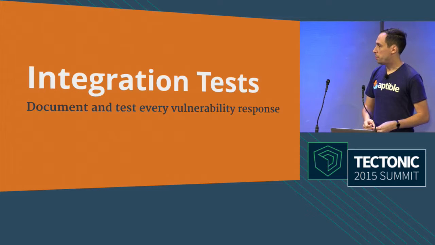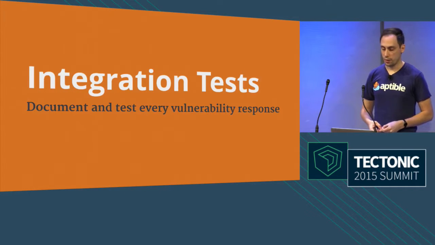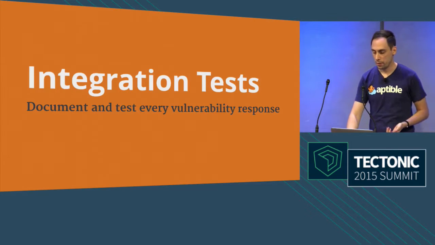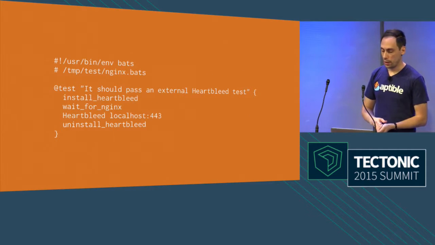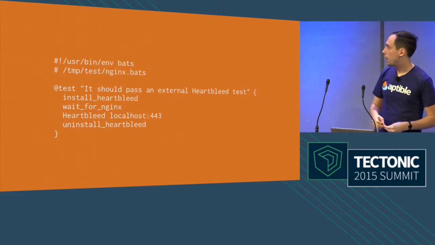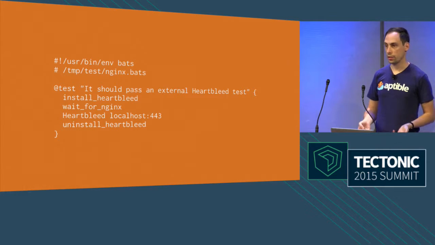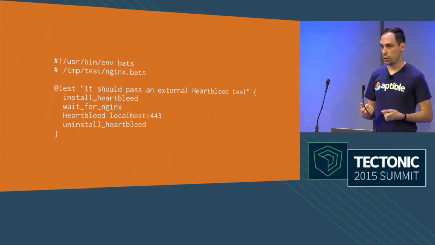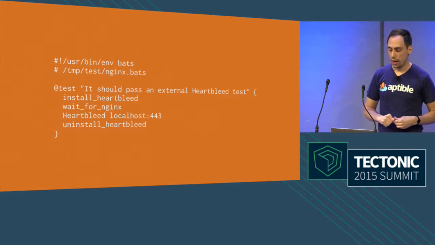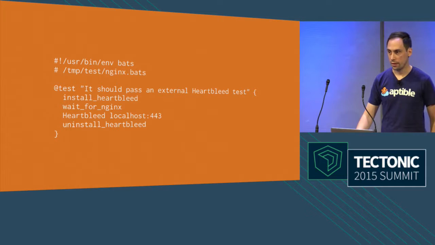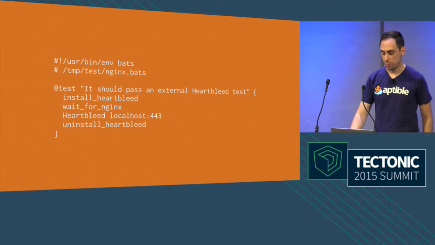But basically, the approach that we've developed is that we use integration tests to document every single vulnerability response. So for example, for Heartbleed, we have an integration test that installs Filippo Valsorda's Heartbleed checker, spins up the actual Nginx process inside the container, and tests that it's successfully mitigating Heartbleed.